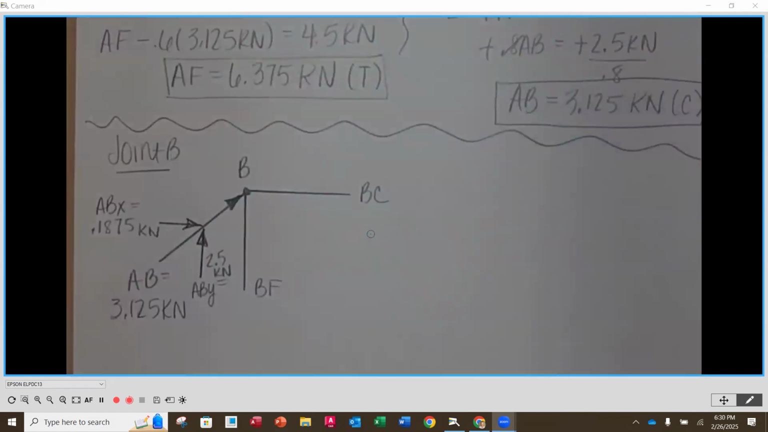Okay. Now, why do I want to do that? Well, as you know, we're going to be summing our forces in the X and Y. So might as well get them there right away so that we don't have to end up calculating them later on.